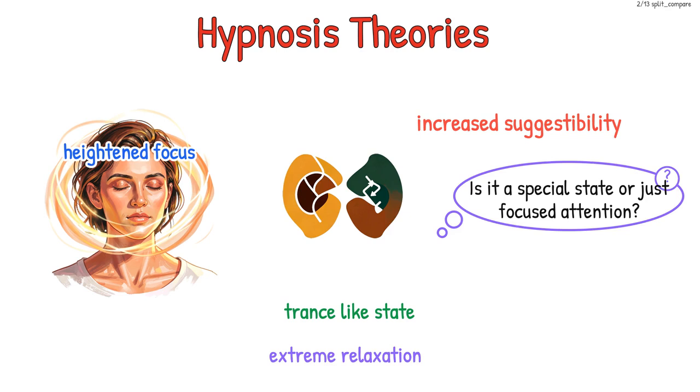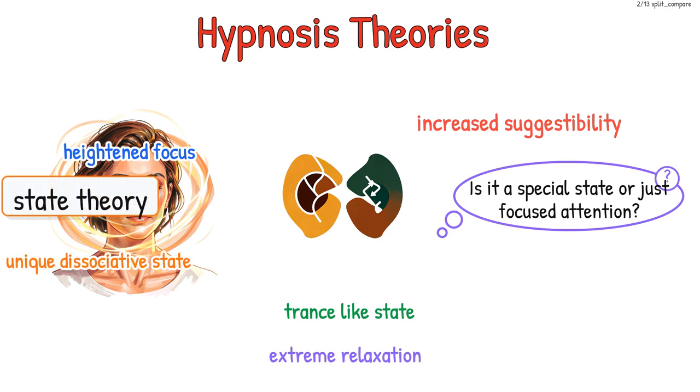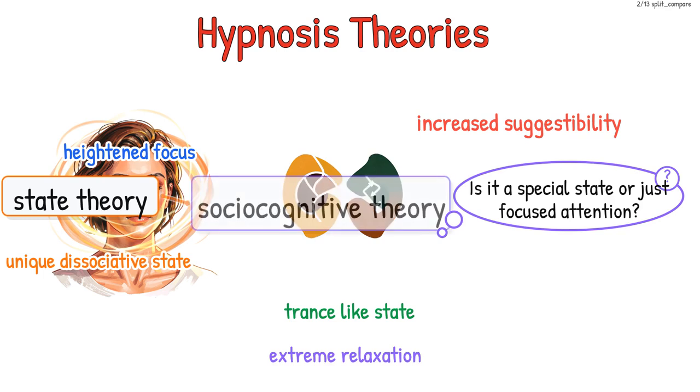While the exact nature of hypnosis is debated, two main theories prevail. The state theory posits it is a unique dissociative state where conscious awareness separates from other mental processes. The sociocognitive theory, also called the non-state theory, views it as a normal state of focused attention and role-playing, driven by expectations and social interaction.